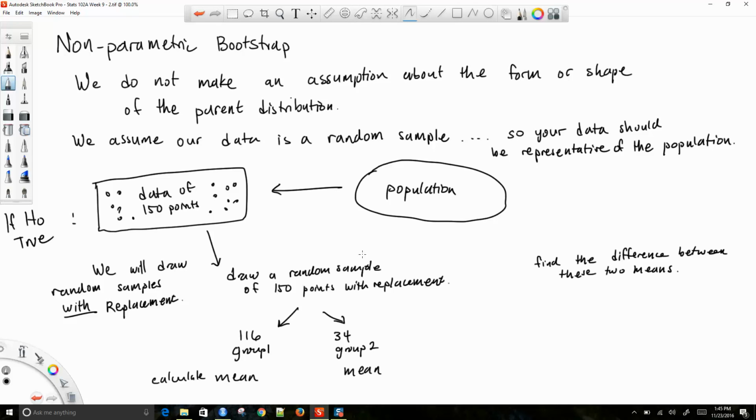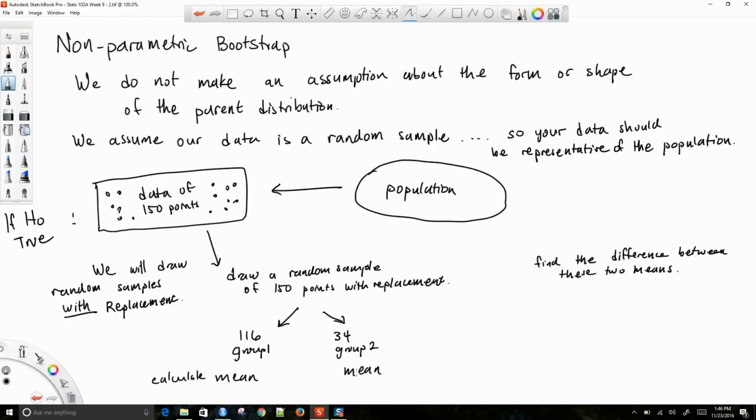Because again, the idea is we're trying to get an idea of how often we get the differences that we observed, right? So the difference we observed is coming from one group of 116 and another group of 34. And so we want to simulate those conditions, okay? And that's why we keep doing 150, putting 116 in one group and 34 in the other group. I'm trying to think if there's ever a situation where you're not trying to replicate where you're getting your data, and I can't think of that off the top of my head.